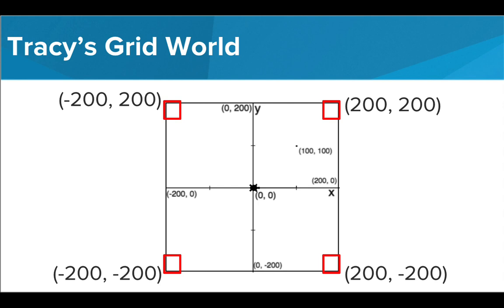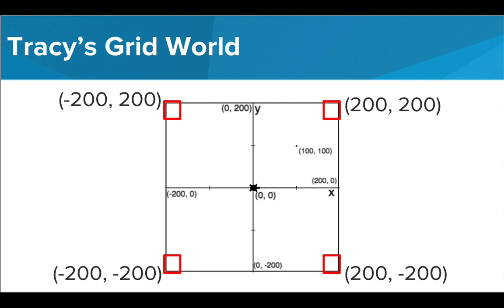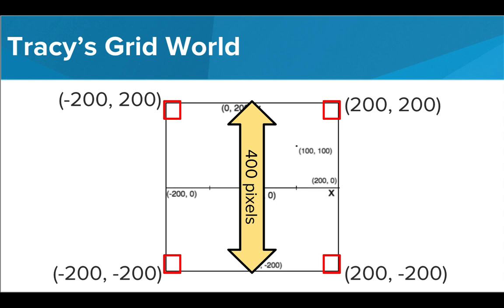If our x-axis goes from negative 200 to positive 200, that means the width is 400 pixels long. And this is the same for the height of our canvas. It is important to know that Tracy lives in a 400 by 400 grid world.